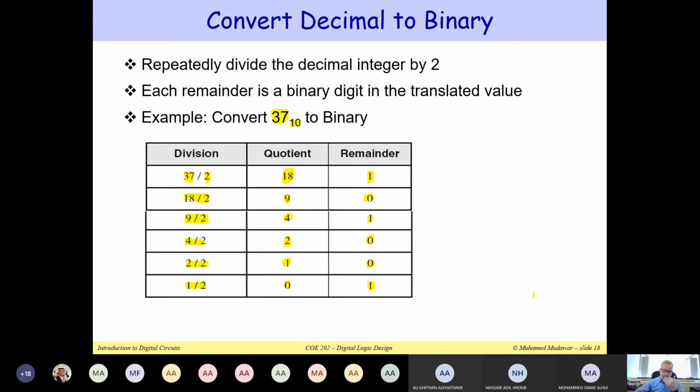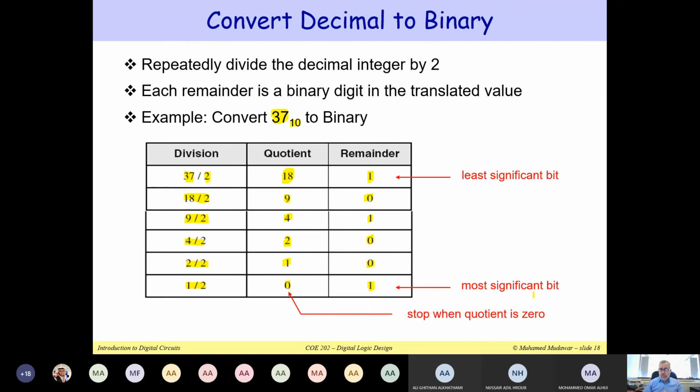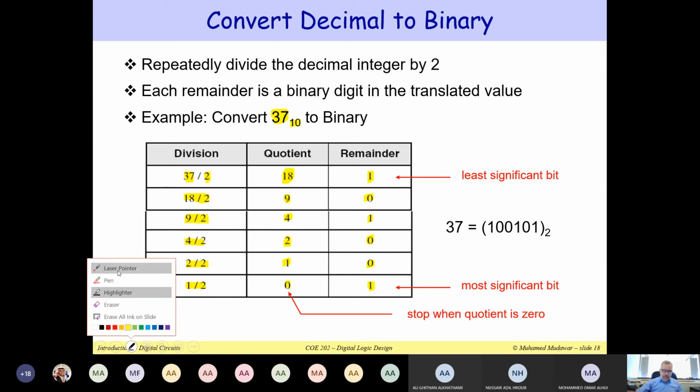We don't really continue. So now we can say that the least significant bit is equal to 1. The most significant bit here is this one, and we stop when the quotient is 0. So I can write now that 37 can be written in binary. Now we write it backwards. So this one appears here. If I would like to draw an arrow, let me use here my pen tool.